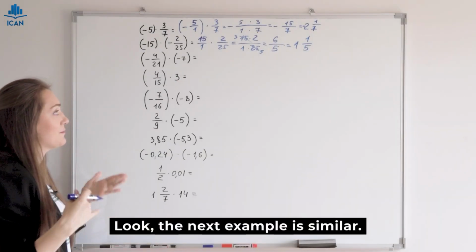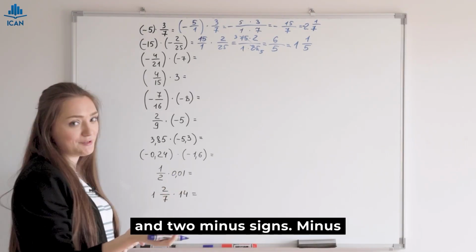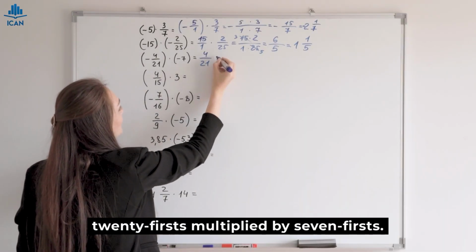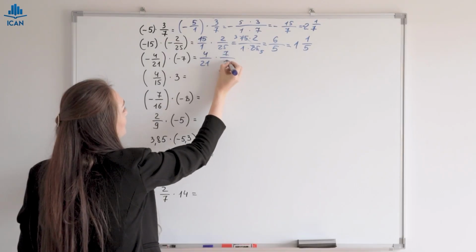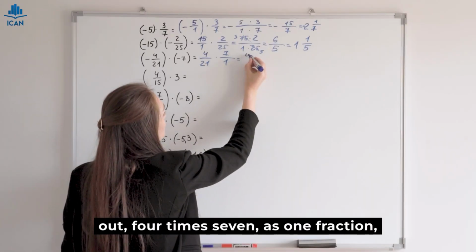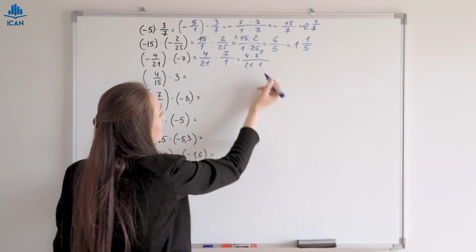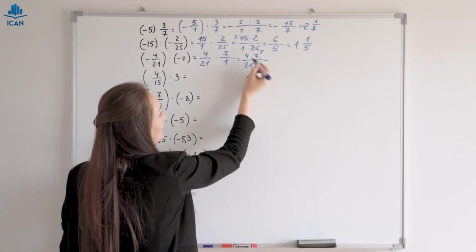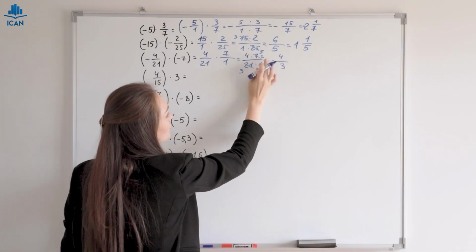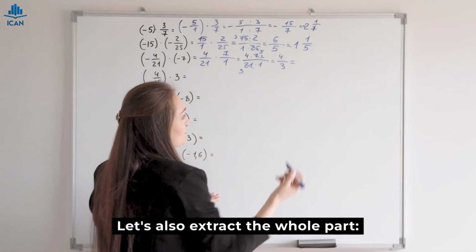Look, the next example is similar. Here we also have a whole number, a regular fraction, and two minus signs. Minus times minus is plus, so let's eliminate that right away. 4/21 multiplied by 7/1. Good. If we write it out, 4 times 7 as one fraction, but we calculate it, we can do this. 3, 1, yes. Four here, 3 there. So 4 times 1 is 4, 3 times 1 is 3. Let's also extract the whole part, 1 and 1/3.